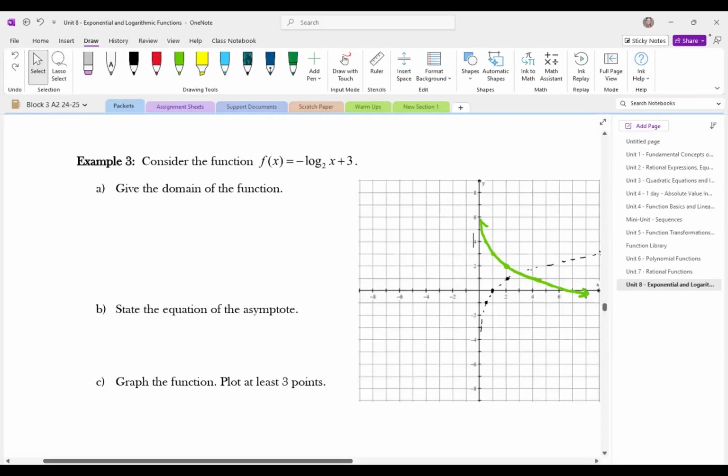Yes, exactly. It's the inverse. Yeah, I'll talk about that one more time.